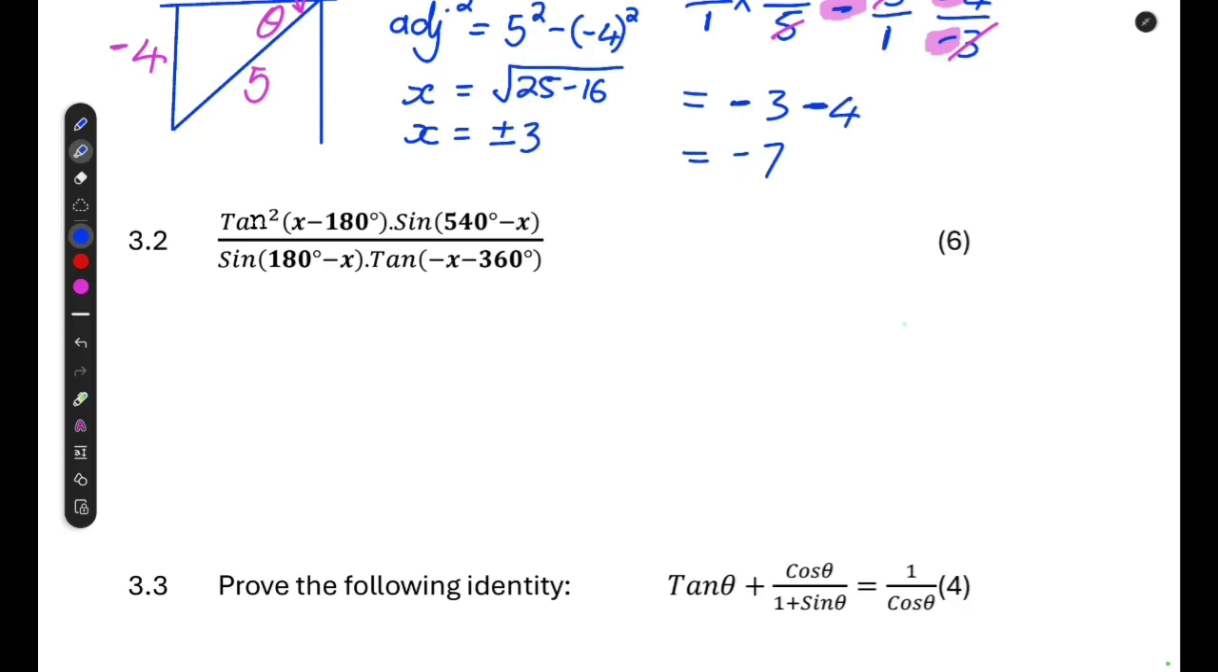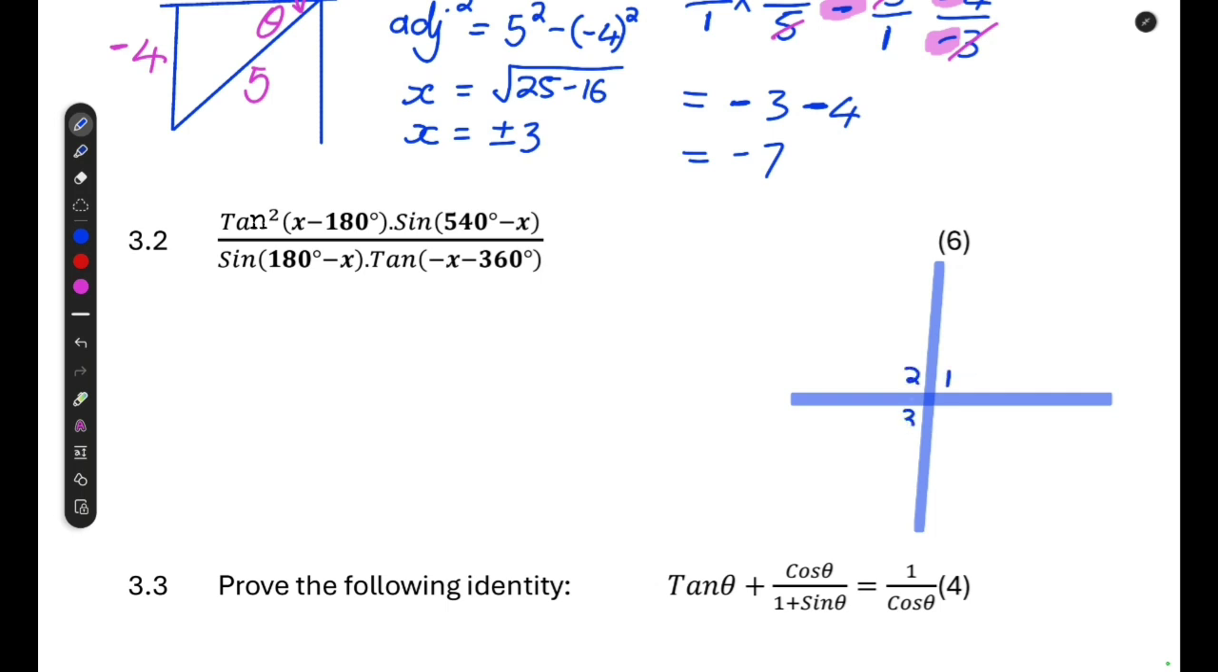The second last question, 3.2. So this is trig reductions. Now, I just need to identify the quadrants, and then I can reduce this to just say it's a plus 10 or a minus 10, and then I will cancel out. So when you do this question, please, grade 11s and grade 12s, always draw your CAST diagram. So just a very simple one.